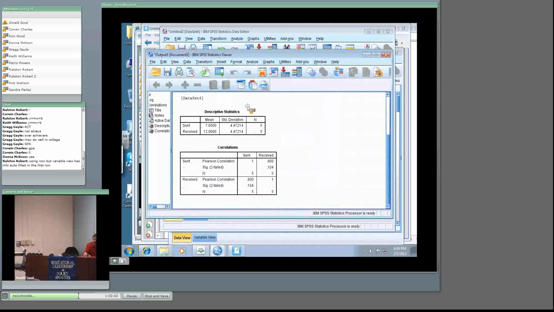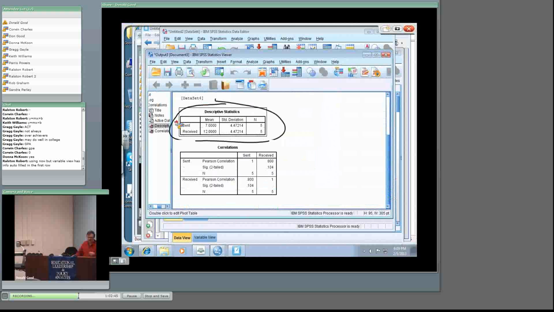The first table. People send an average of 7. People receive an average of 12. I've got the standard deviation of 7 with a standard deviation of 4.4. Hey, my 12 actually has the same standard deviation. Coincidence. N is 5 for both. When you're doing a correlation, N is going to be 5 for both because you have to have data in pairs. If you have any leftovers, that's when you have the missing data and you're going to throw it out.